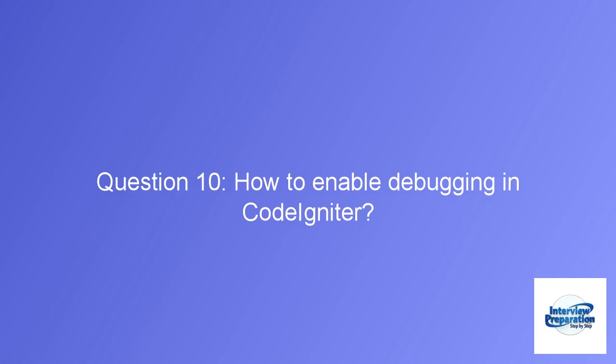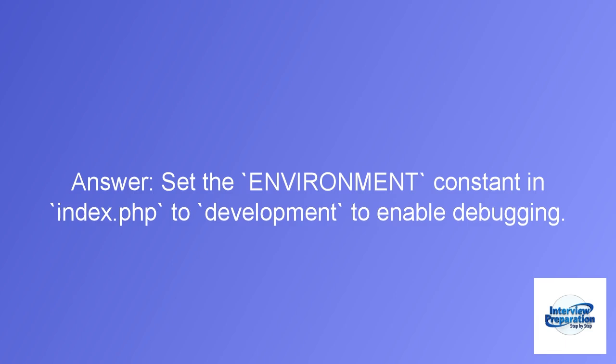Question 10. How to enable debugging in CodeIgniter? Answer. Set the environment constant in index.php to development to enable debugging.